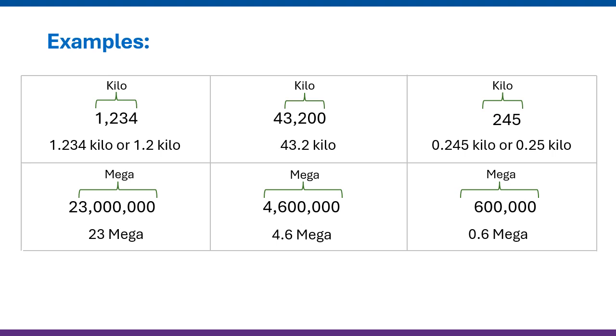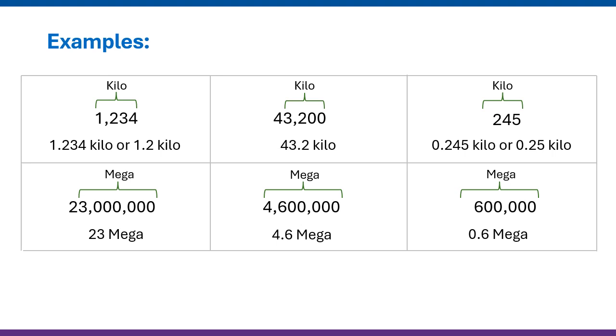In kilo, we also have 43,200. And you can see as we move the decimal place to the left 3 times, we end up with 43.2 kilo. That's 43.2 times 10 to the third power, or 43.2 times 1,000. And so we have something like 245, which is less than 1,000. We're still going to move the decimal place over to the left 3 places. We're going to get 0.245 kilo, or to round it, 0.25 kilo, which is 0.25 times 10 to the third, or 0.25 times 1,000. And 0.25 times 1,000 is 250.